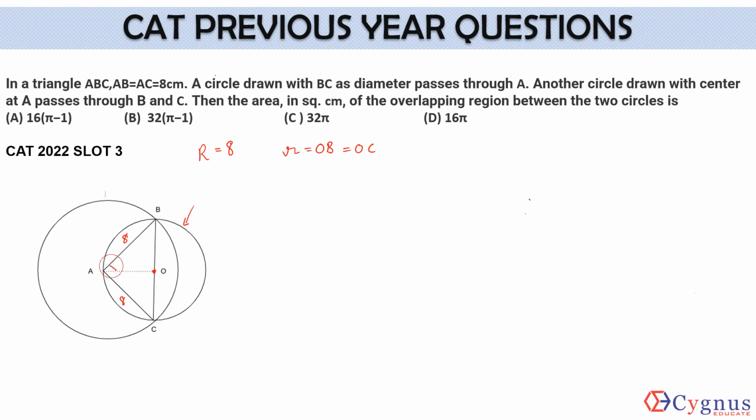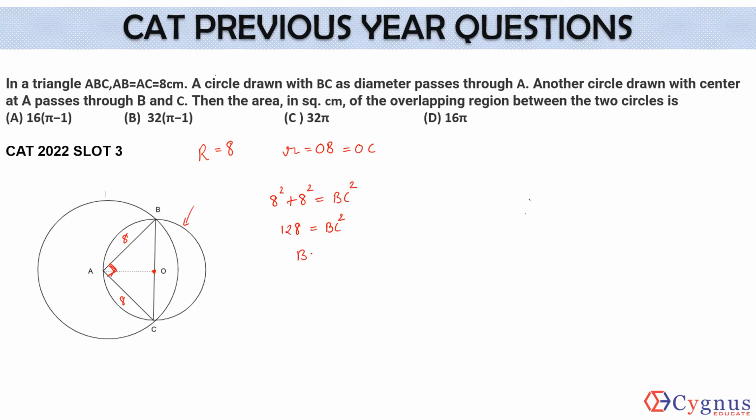This angle has to be 90. The reason is this is a diameter, an angle in a semicircle. I'm talking about the smaller circle. This angle has to be 90 because the angle in a semicircle is 90. So can we say AB square, which is 8 square, plus AC square, this is also 8 square, must be equal to BC square. This will give you 64 and 64, that is 128. 128 is equal to BC square.